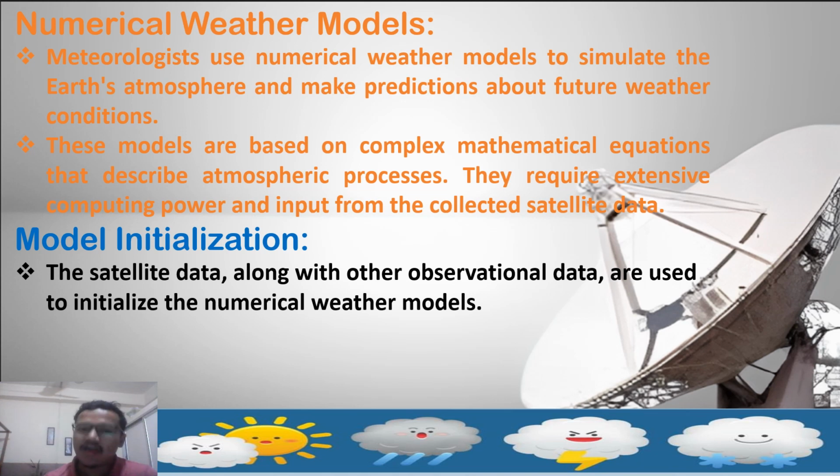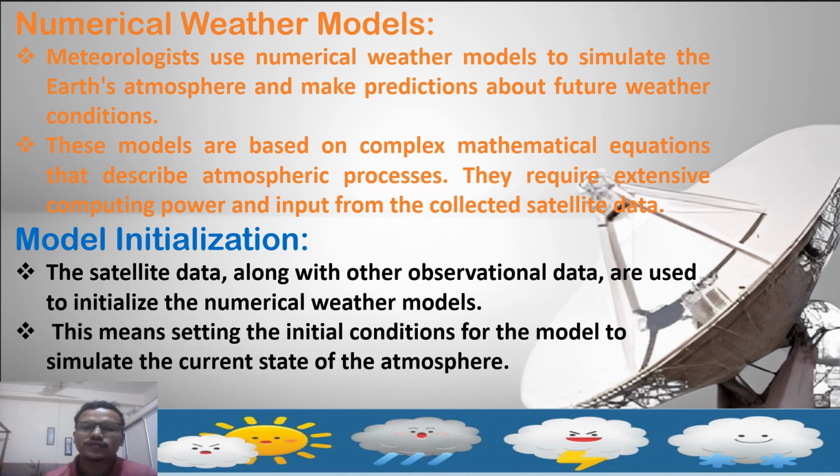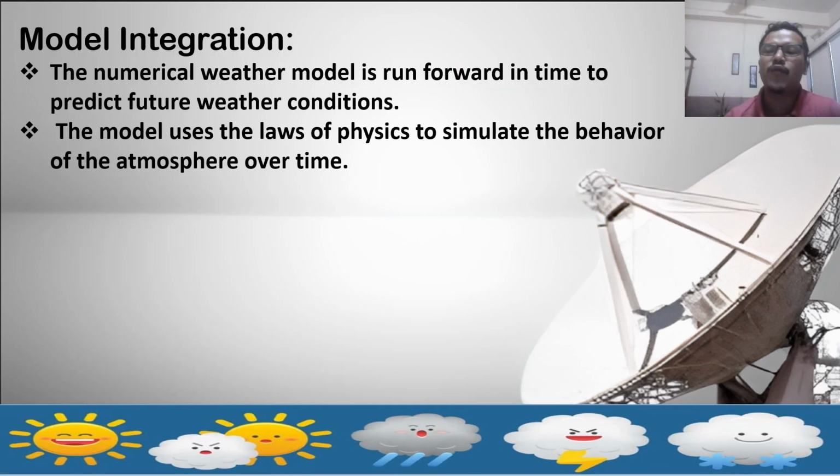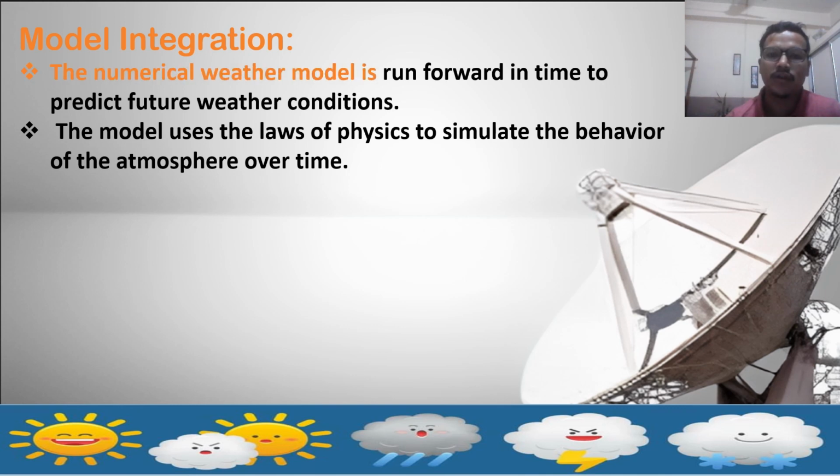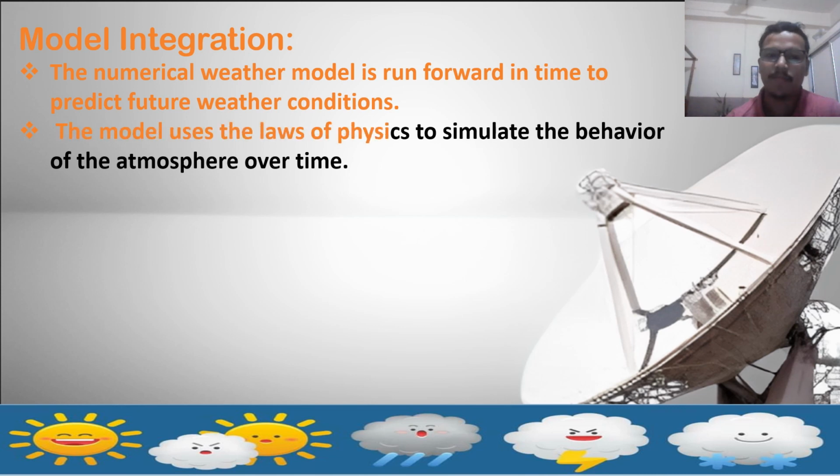Then we move on to model initialization. The satellite data, along with other observational data which you have seen earlier, are used to initialize the numerical weather models. This means setting the initial conditions for the model to simulate the current state of the atmosphere. And we move on to the model integration, where we integrate the whole thing. This numerical weather model is run forward in time to predict future weather conditions. The model uses the laws of physics to simulate the behavior of the atmosphere over time.